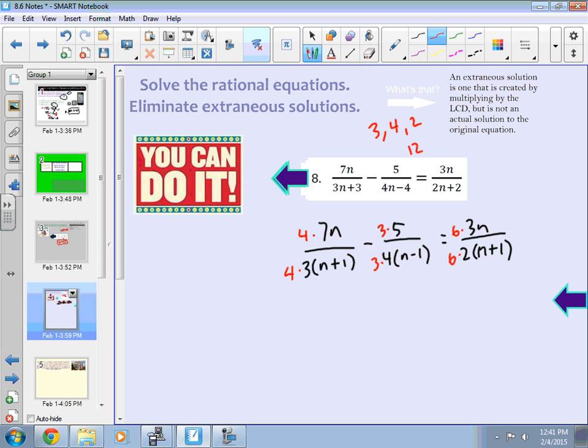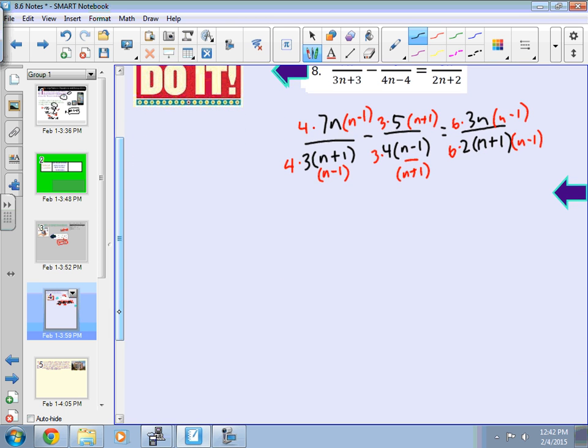Now we've got to look at these variables. Looks like some of these have an n plus 1, but the middle one has an n minus 1. So we're going to have to multiply this one by an n minus 1, which means the top needs to get multiplied by n minus 1. The middle one needs an n plus 1. And the last one needs an n minus 1. Now again, if we multiply through by our common denominator, all the denominators are gone. We need to focus on solving the numerator.